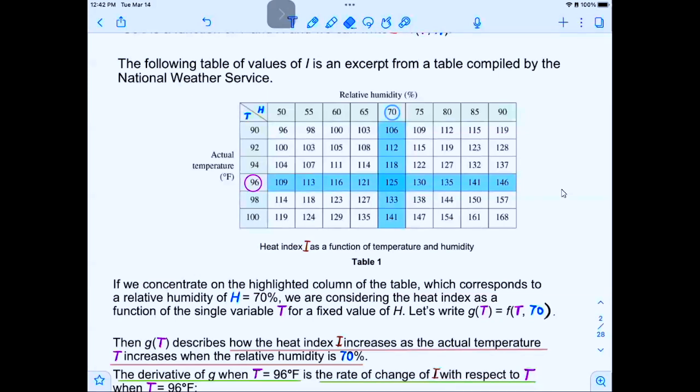So it is a function of T only because we fixed the humidity. So when you fix this humidity and let this first variable vary, then that is a function of this variable only. And let's call that function here G of T, because this one is fixed, so it's not going to change. So let's call that function G of T only. That's the only variable in this case, because that is fixed. Okay.